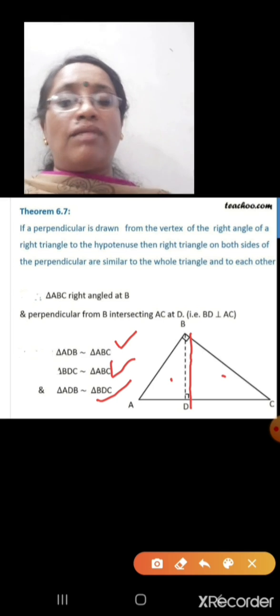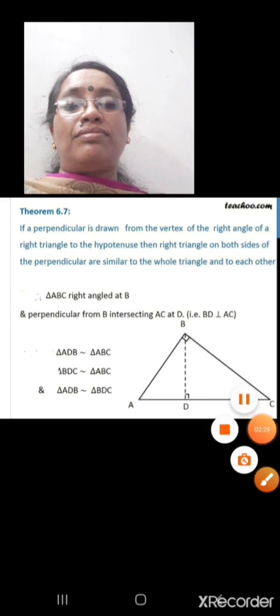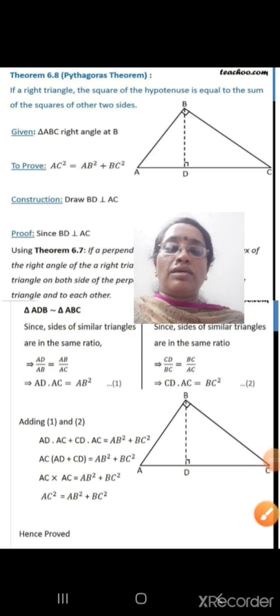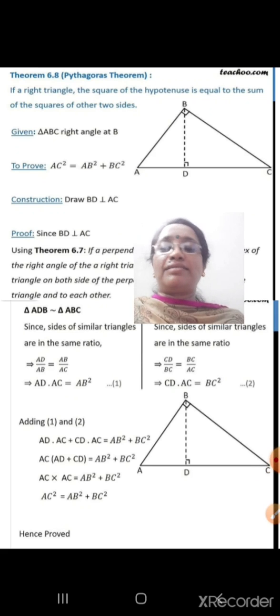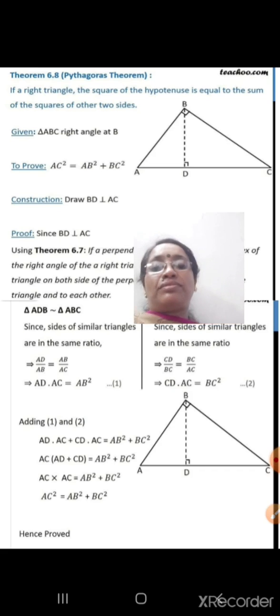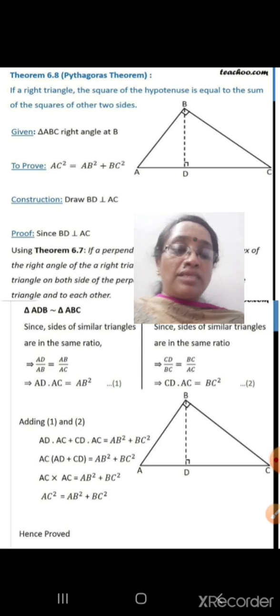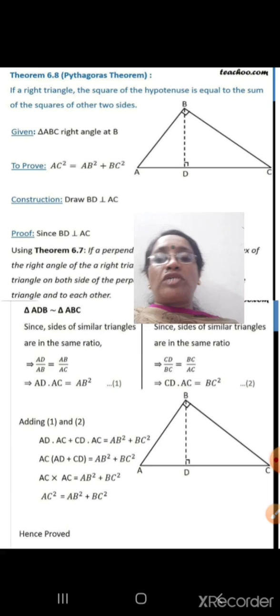We have to use this theorem to prove the Pythagoras theorem, that is theorem number 6.8. In a right triangle, the square of the hypotenuse is equal to the sum of the squares of the other 2 sides. That is the theorem. We need the proof of this theorem. That is in the syllabus, so you have to study the theorem statement as well as the proof.